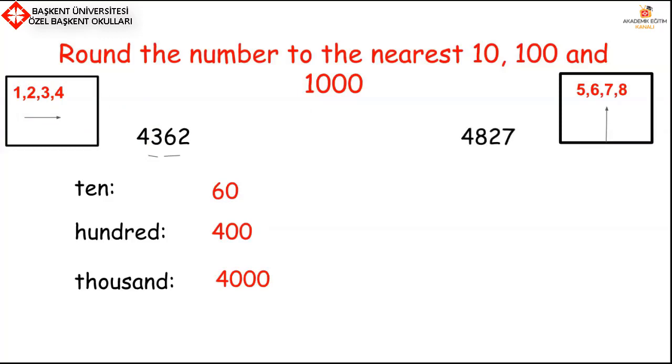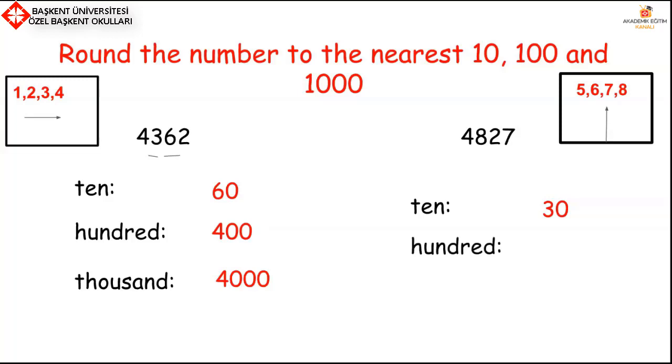So have a go at doing this one. 4,827. I'll give you a few seconds to think about it. So what's the nearest 10? Remember, we're looking at the 2. Then we look at the 7. 7 means we're going to go up. So the nearest 10 is 30.